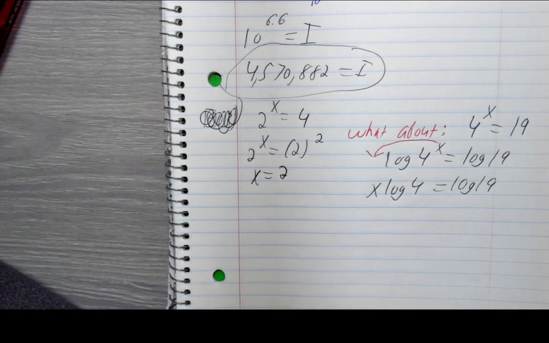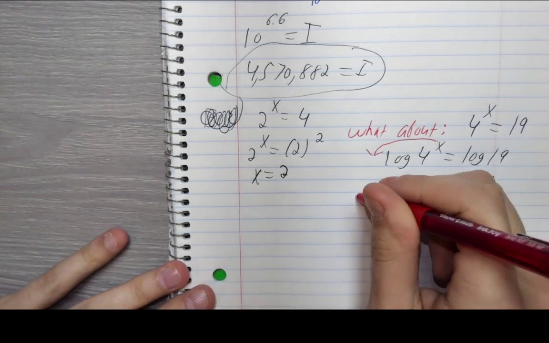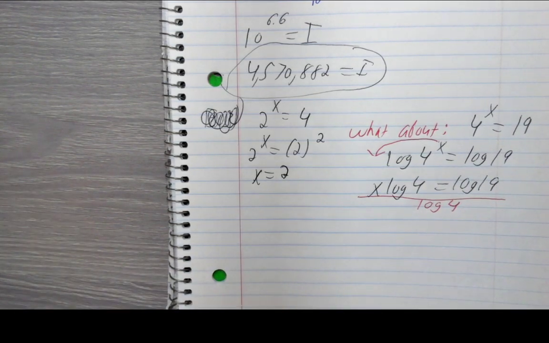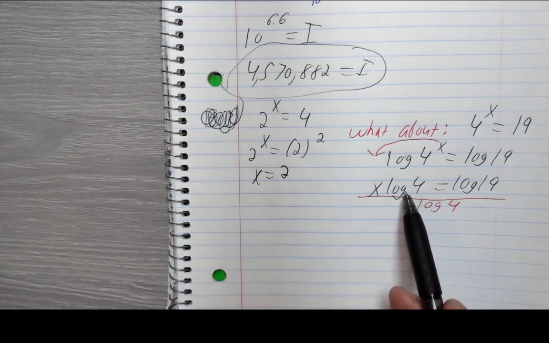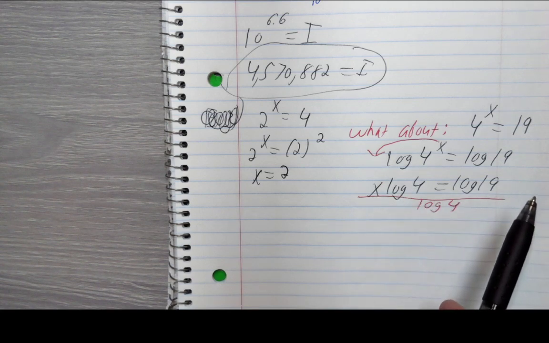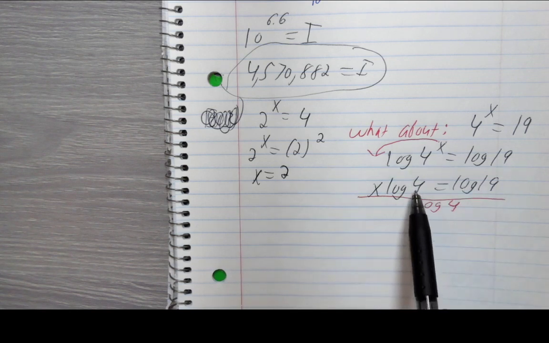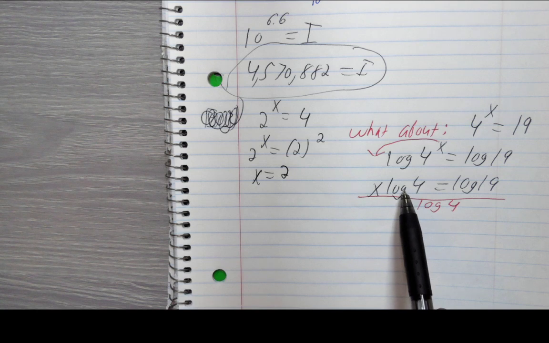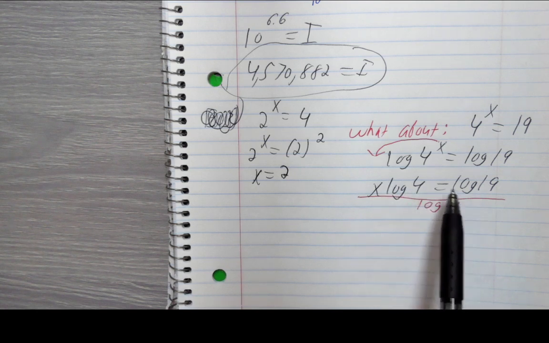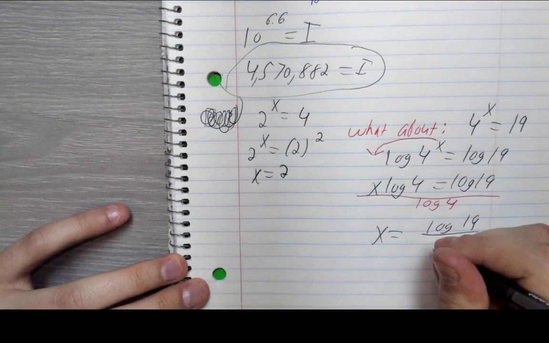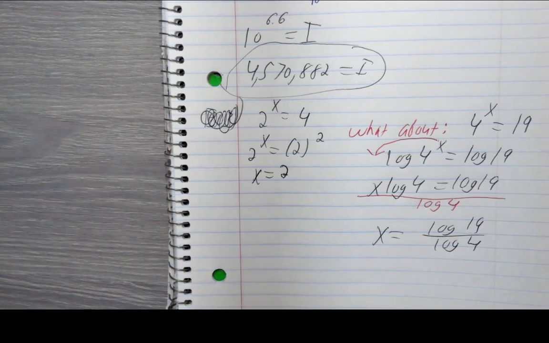So now how do I solve for x? Well, logs are just values, so think of this as just like a constant. Let's think of log of 4 as just the number 3. This would be like saying 3x equals log of 19. You would just divide by 3 to get x by itself. Same idea. We divide out the coefficient, so I divide everything by log 4 on both sides. So I'm left with x equals log of 19 divided by log of 4.